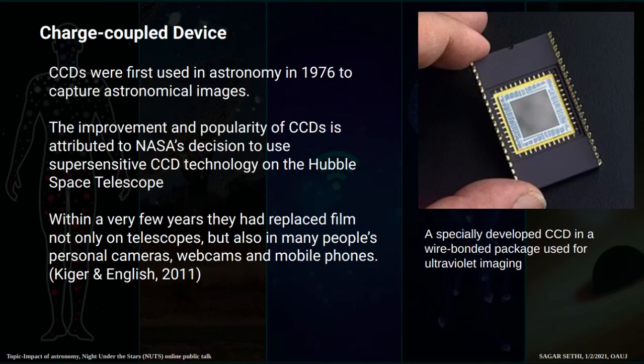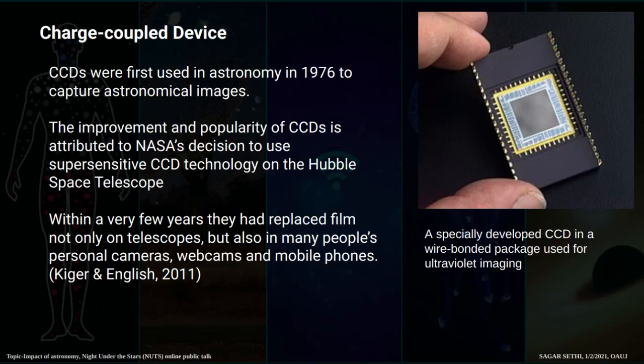The CCD was first used in astronomy in 1976 to capture astronomical images, because we need good resolution and obviously good efficiency to detect photons, as they are coming from far away. The improvement in popularity of the CCD is attributed to NASA's decision to use a super sensitive CCD technology on the Hubble Space Telescope. I think we all know about the Hubble Space Telescope. It is the most successful science mission ever done in human history, because it revealed so many mysteries of the cosmos.